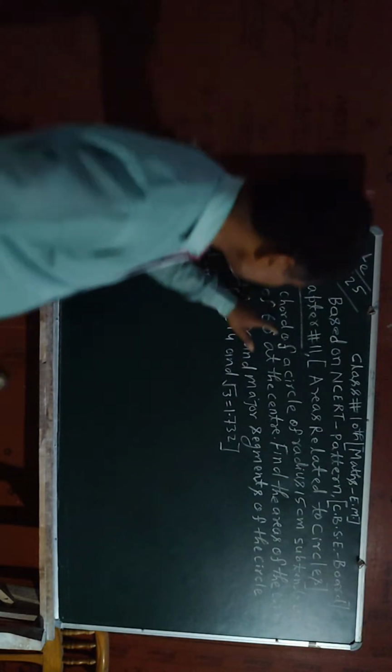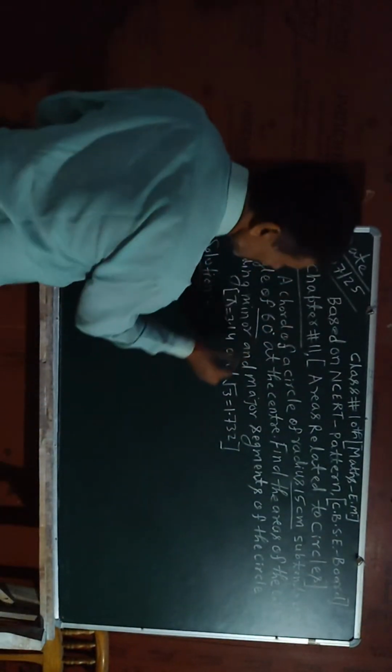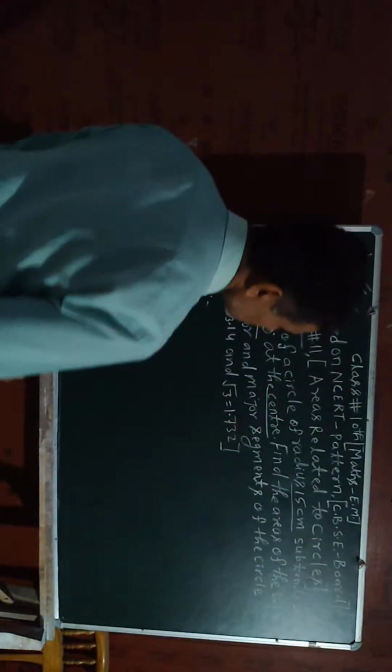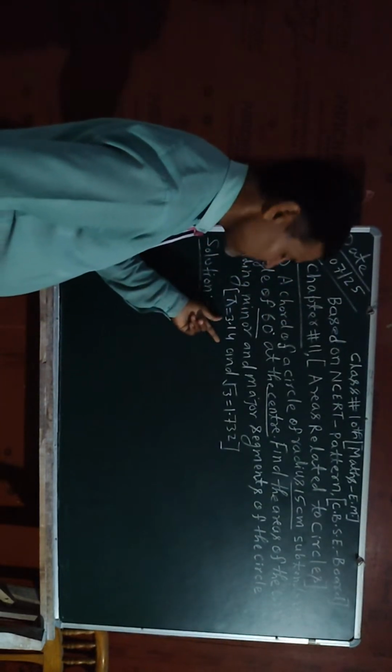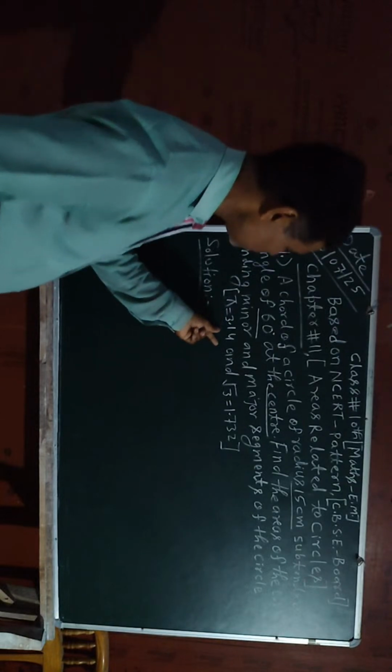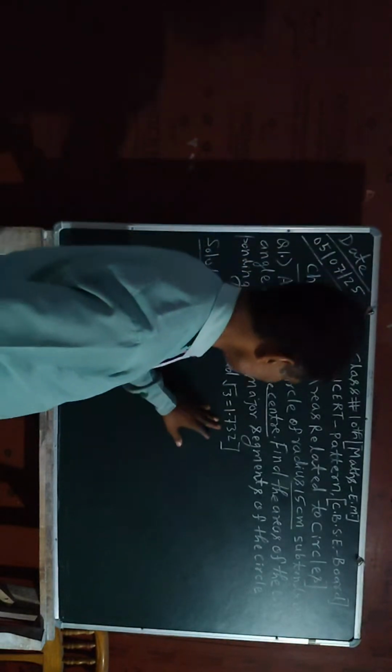Now here, a chord of a circle of radius 50 centimeter subtends an angle of 60 degree at the center. Now find the areas of the corresponding minor and major segments of the circle, where the value of pi is given. We have to take its value as 3.14 and also root 3 equal to 1.73. So these values I have to use.